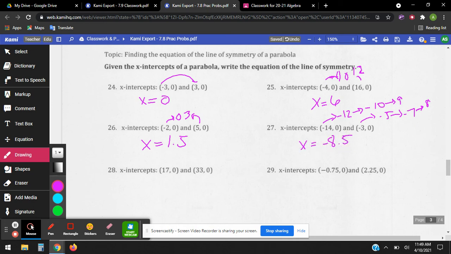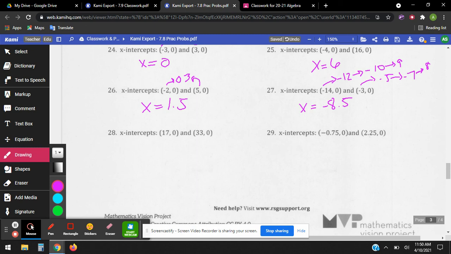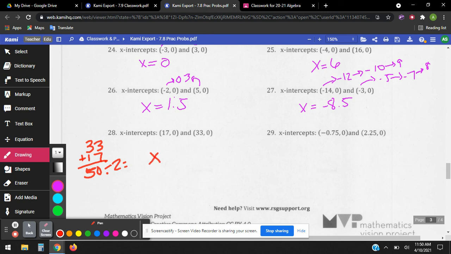There's a way to do it. Between 17 and 33. So let's try a little more mathematical. The average between 17 and 33: 33 plus 17 is 50, divided by 2. X equals 25.